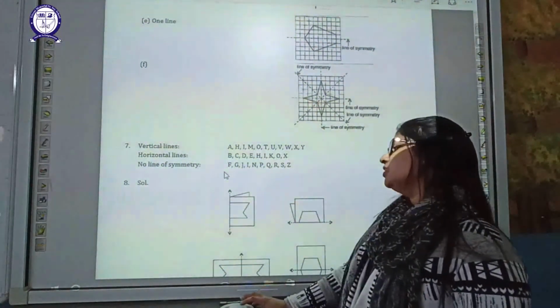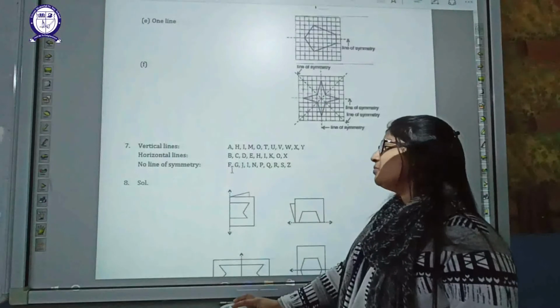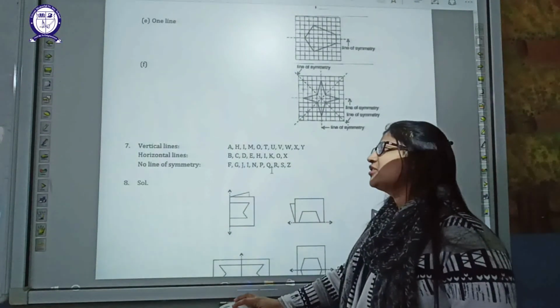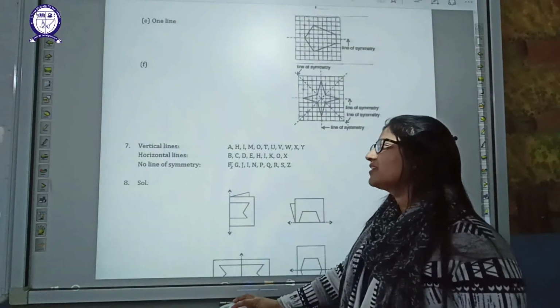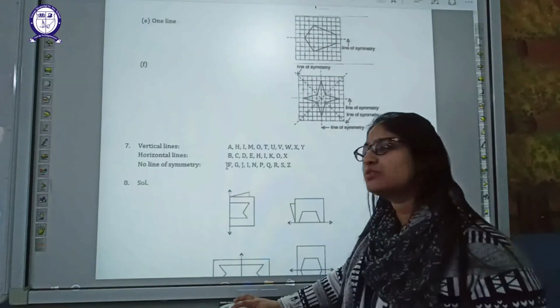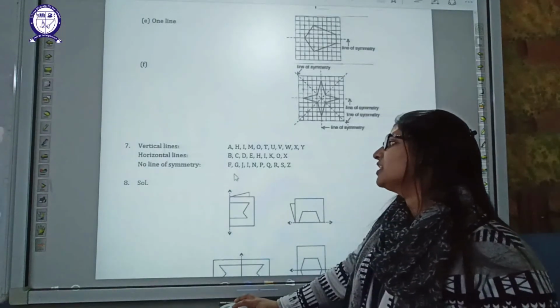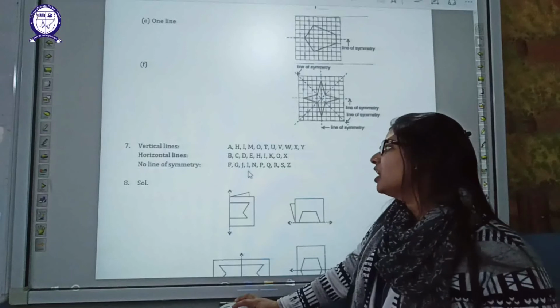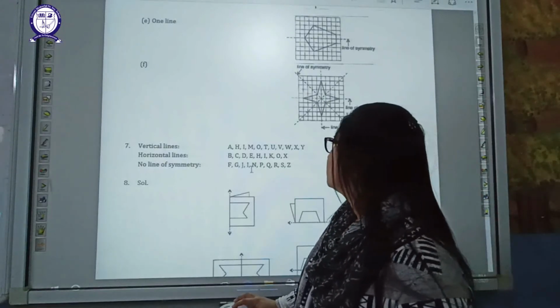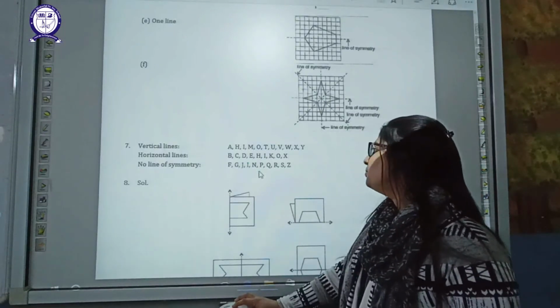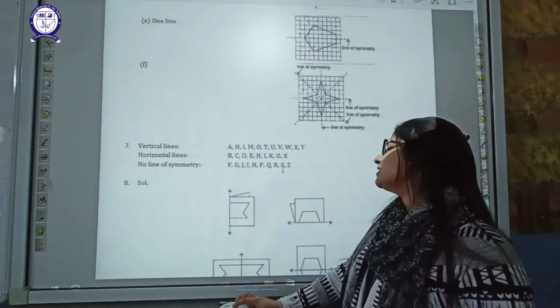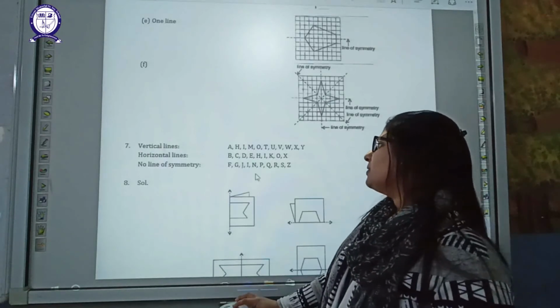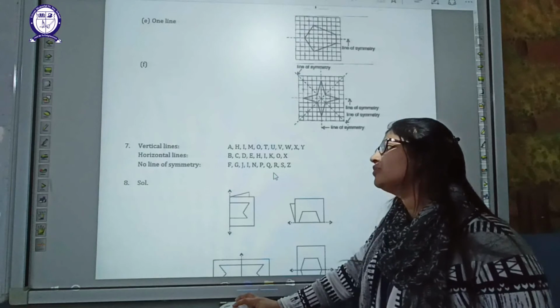Now students, no line of symmetry. You can check that many of the alphabets don't have any line of symmetry, like F. In F we can't draw any vertical line of symmetry or horizontal line of symmetry. In the alphabets G, J, N, P, Q, R, S, Z, these are the alphabets which don't have a line of symmetry.